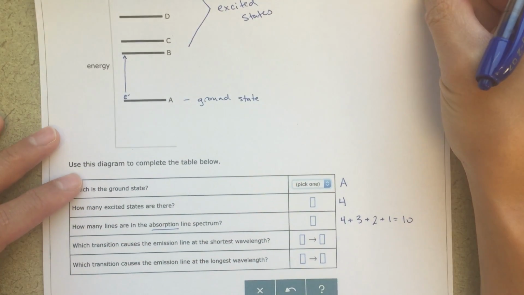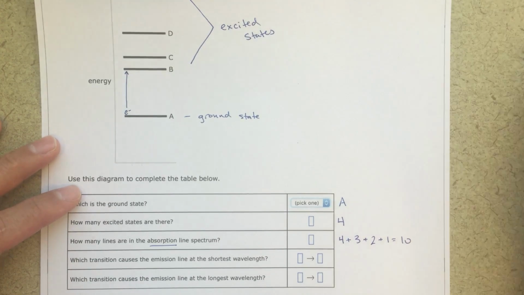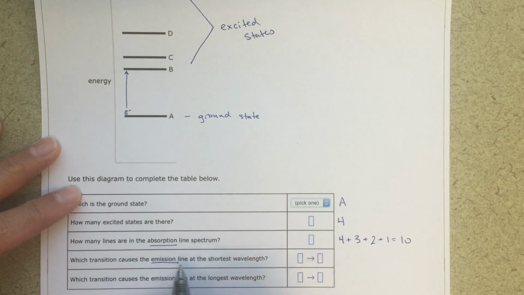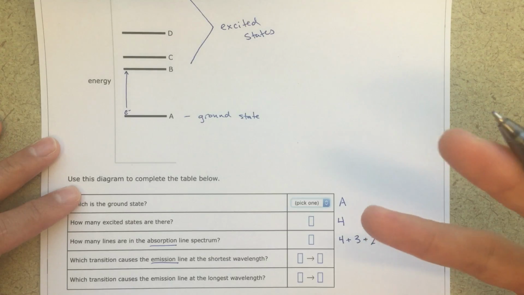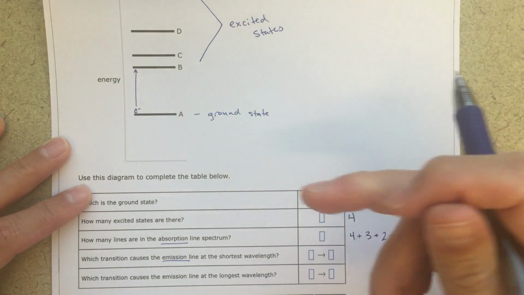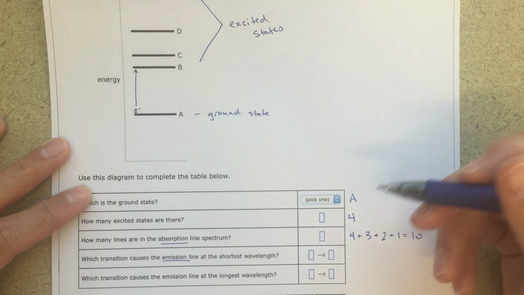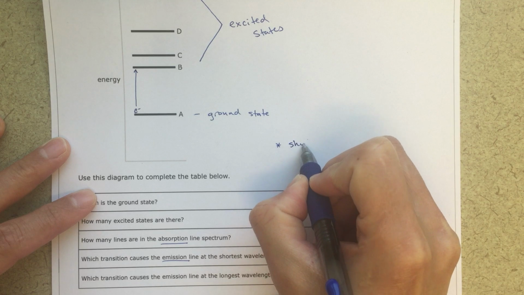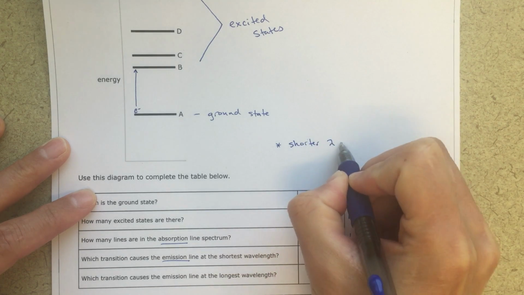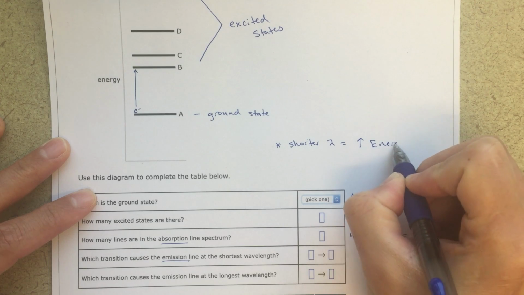All right, the next question is, which transition causes emission at the shortest wavelengths? We need to go through that logical progression. What does shortest wavelength mean? How do we correlate that to the energy of the photon? If it has a very short wavelength, then that means it has a higher energy. So I'll make some notes here. Shorter wavelength equals greater energy.